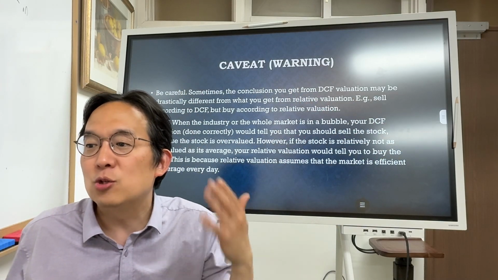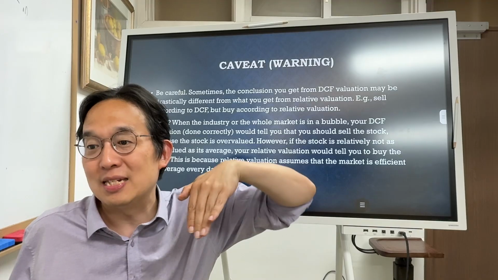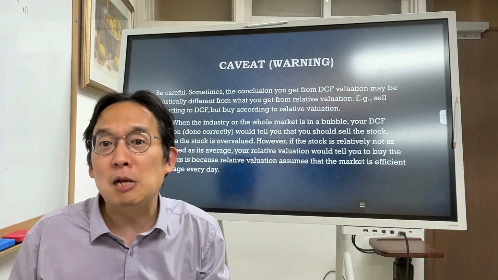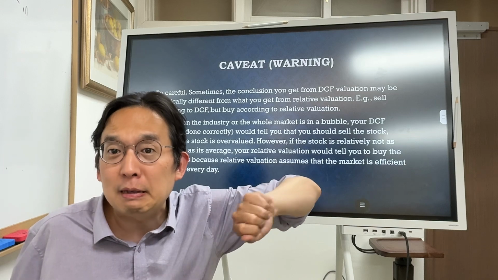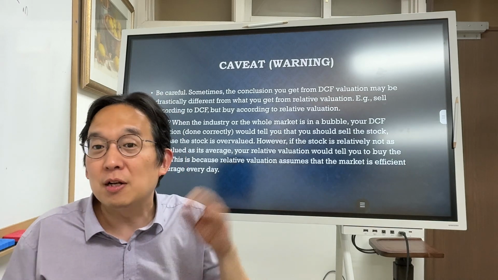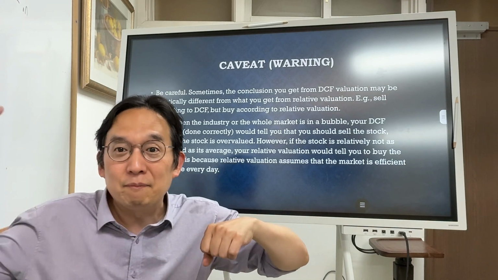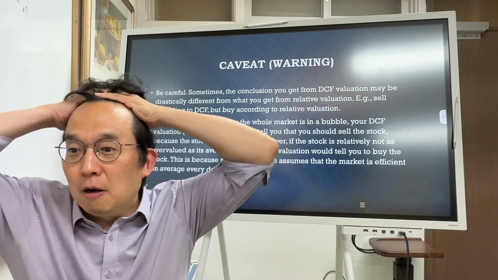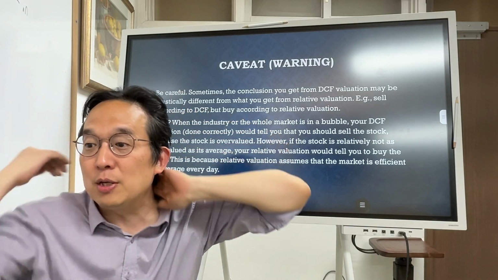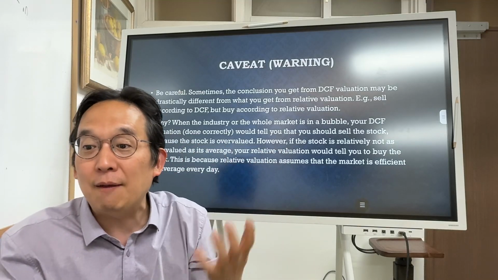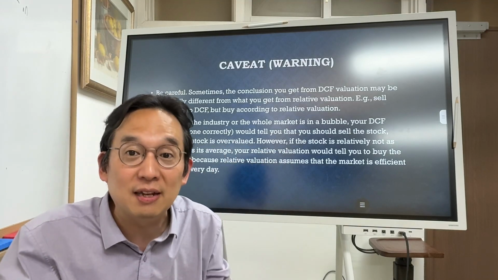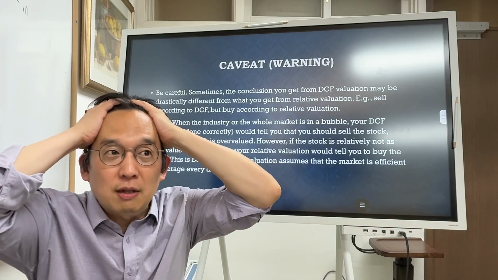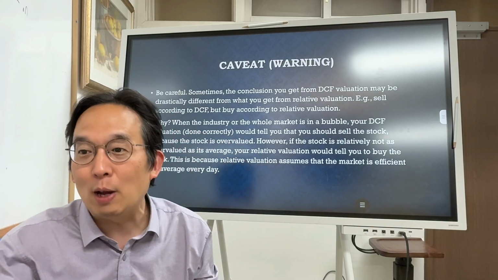However, if the stock is relatively not as overvalued as their averages, your relative valuation would tell you it's below the confidence band, so buy it. Okay, so relative buy, DCF sell. What should I do? Like Hamlet. Buy the stock. This is because the relative valuation assumes that the market is efficient on average every day. You're like Hamlet, dead or alive, buy or sell. That is a problem. Now what?